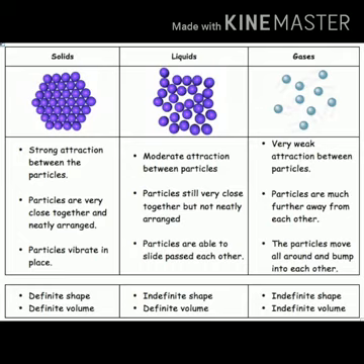Solids have high density since the particles in solids are closely packed, and liquids have less density than solids since the particles in liquids have more intermolecular space between them, and gases have very low density. This is because the intermolecular space between the molecules in gases is very large.